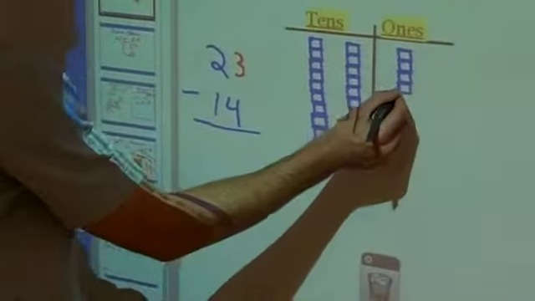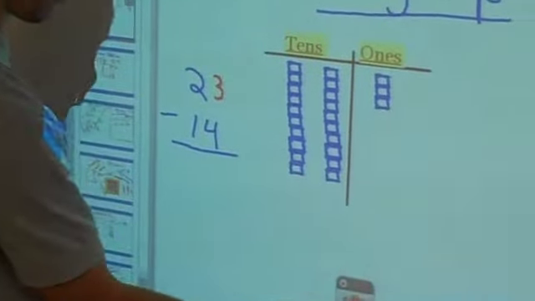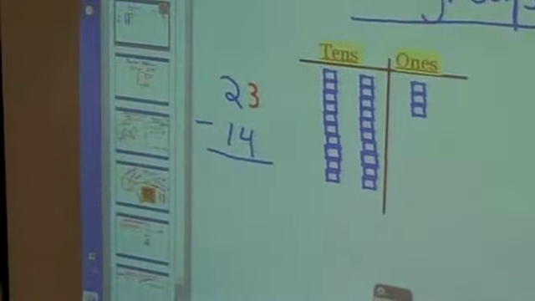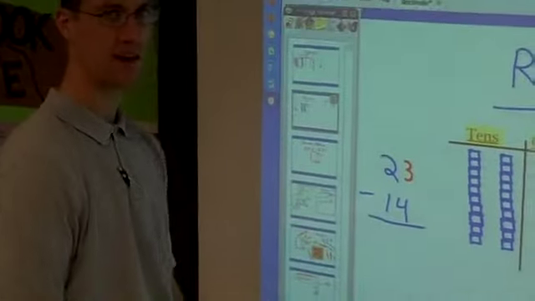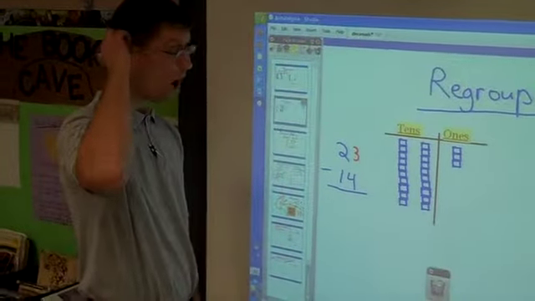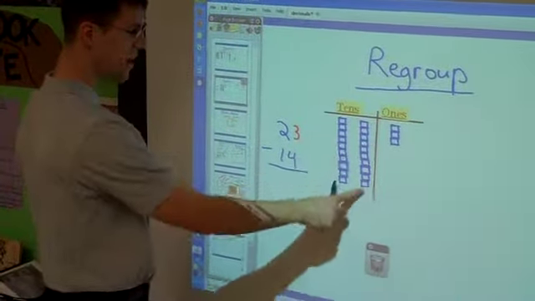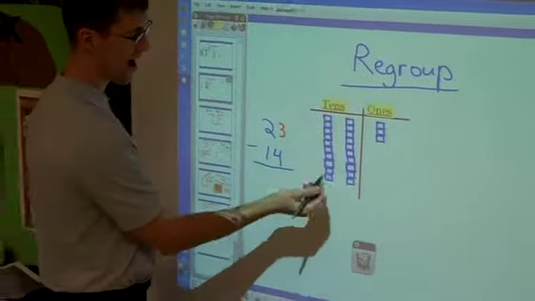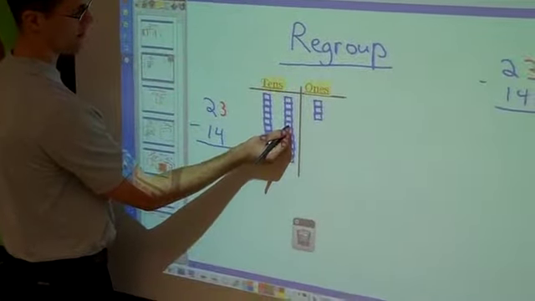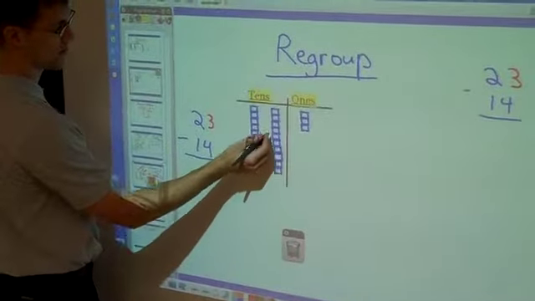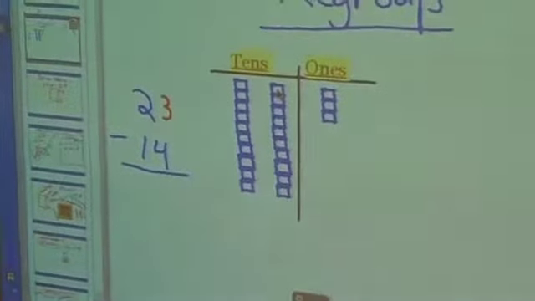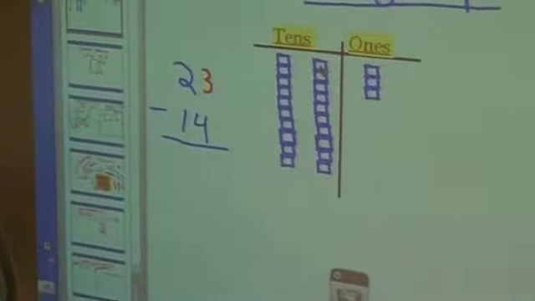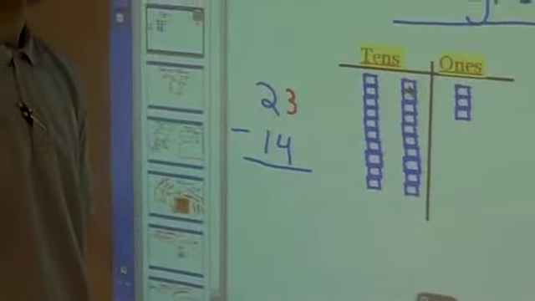But we know that with our current setup of 3 1s, that's impossible. I can't get 4 1s out of 3 1s. How am I going to do that? I have an idea. I happen to have 10s, and I know that I have 1, 2, 3, 4, 5, 6, 7, 8, 9, 10 1s in a set of 10s. Well, how about I just take all those 1s and move them over to the 1s column?